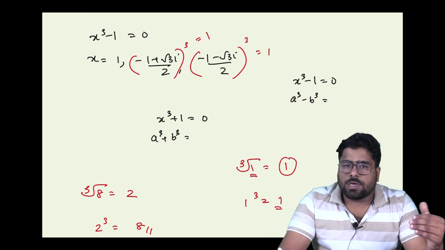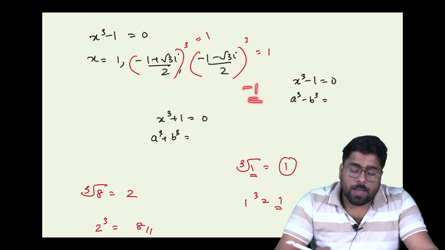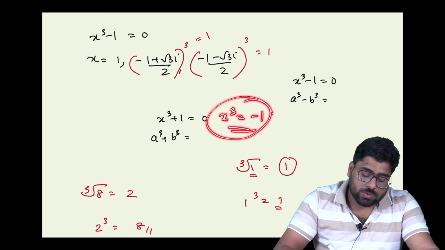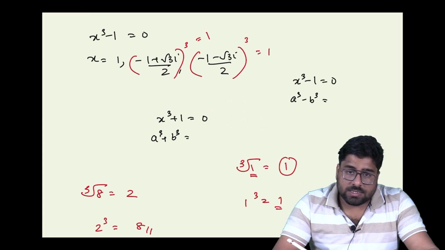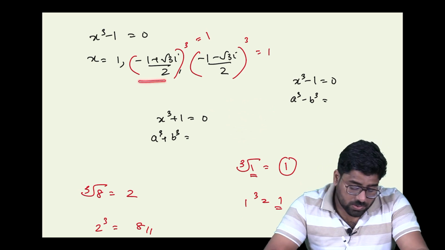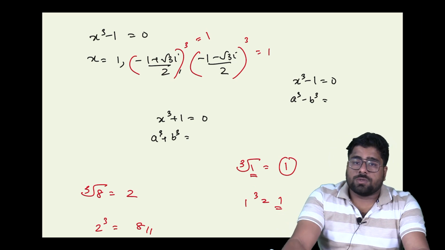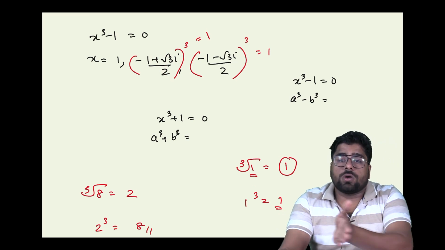Then again, try to take the cube of that one. You should end up with the answer minus 1 because x cube is equal to minus 1. So when you actually multiply this, the answer that you get in the next question, not this one of course, you should get the answer equal to minus 1. Once you are done with all these things, please go on to the next lecture.